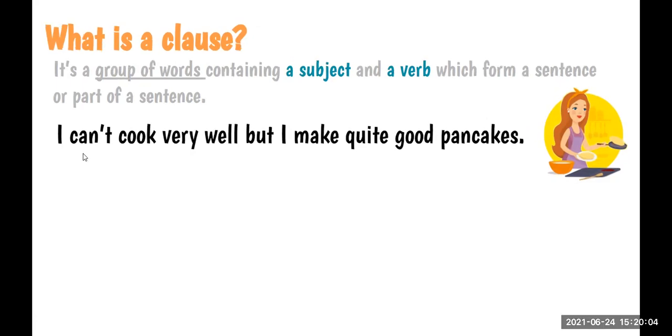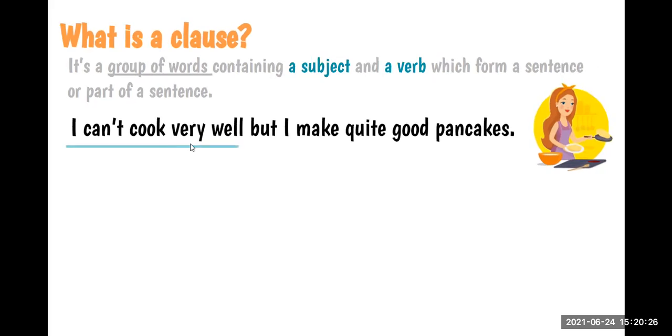I can't cook very well, but I make quite good pancakes. How many clauses do you think we have in this example? Two clauses. Yes, very good. So the first is, I can cook very well. That is the first clause. And the second clause, of course, is I make quite good pancakes. Very good.